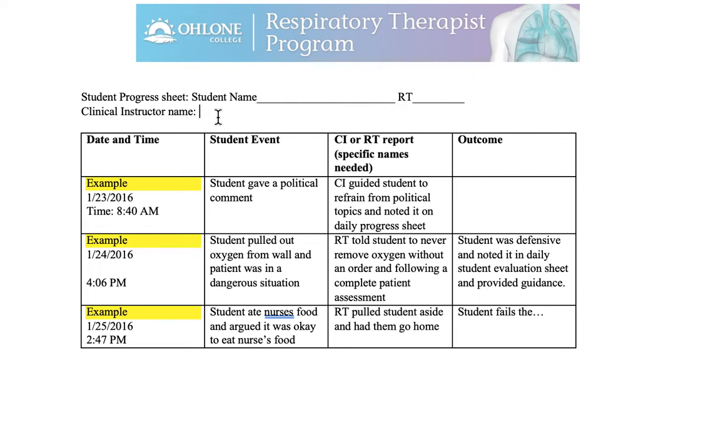For example, we have a student, we have the date and the timestamp. It's very essential. Student gave a political comment. You can go into details if you like, but we want to stick to the facts, what happened. So they gave a political comment. It's not appropriate to have political conversations. So you guide them. So this is a CI or RT report, specific names needed.